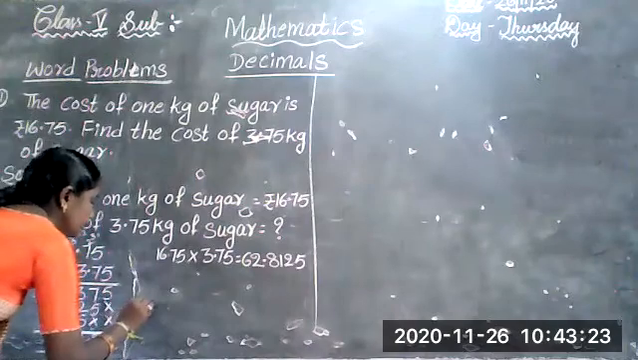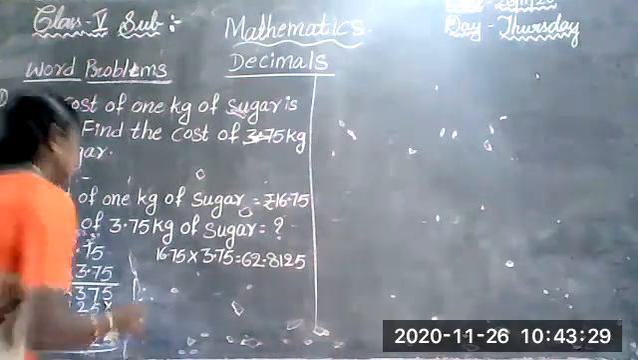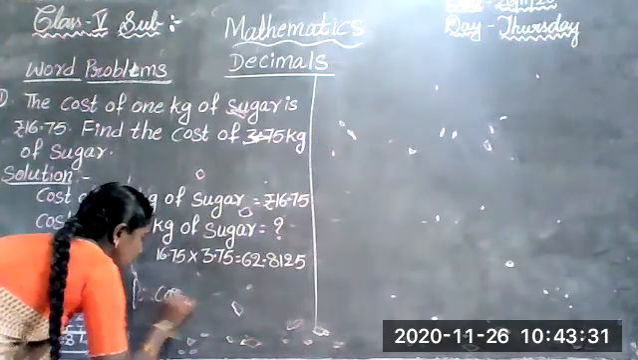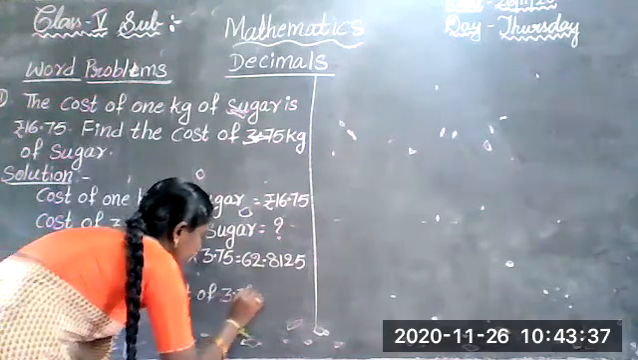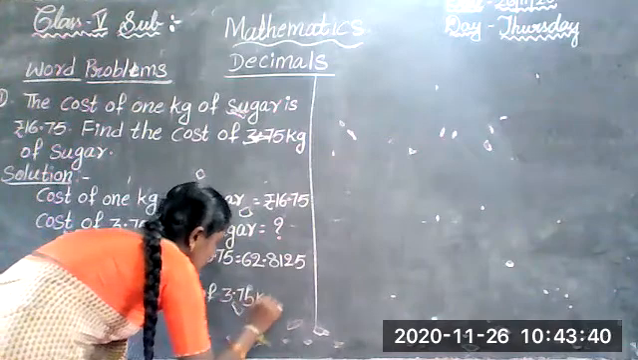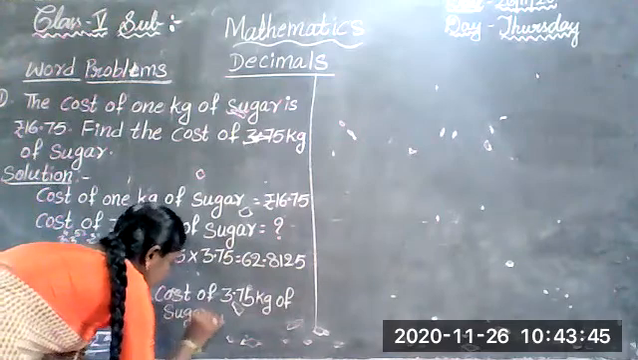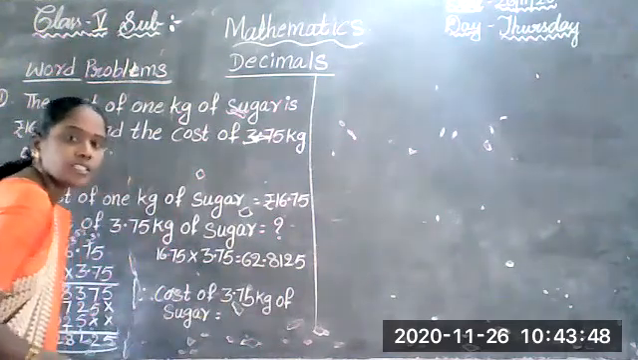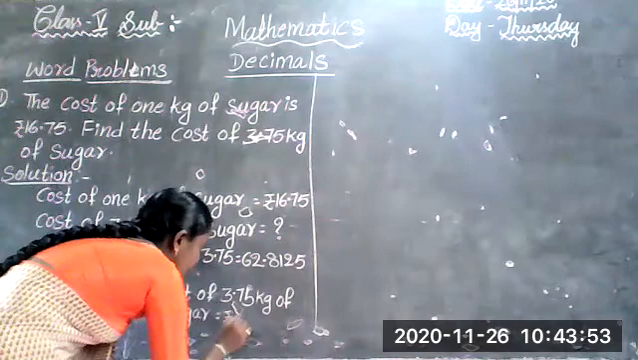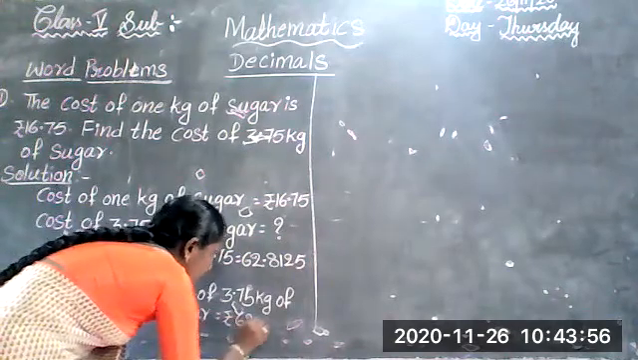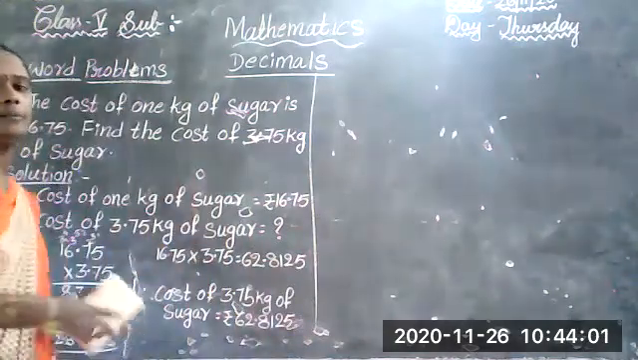Next confirmation item. What is the cost of 3.75 kgs of sugar? How much money? What is the cost of 3.75 kgs of sugar? Rupees 62.8125. Okay, this is the answer.